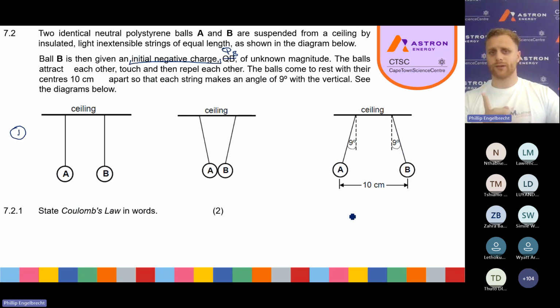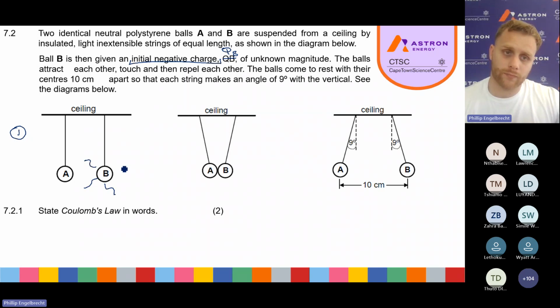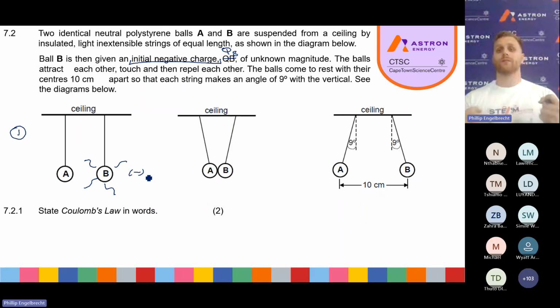Anyways, so guys, we have given charge B some sort of a negative charge, okay? So we've made it a negative charge, right? The balls then attract each other, touch, and then repel each other. The balls come to rest with their centers about 10 centimeters apart, so that each string makes an angle with the vertical of 9 degrees. Okay, so it's this one. So this is part 2, right? We make B negative. A still remains neutral. It's still 0 coulombs.